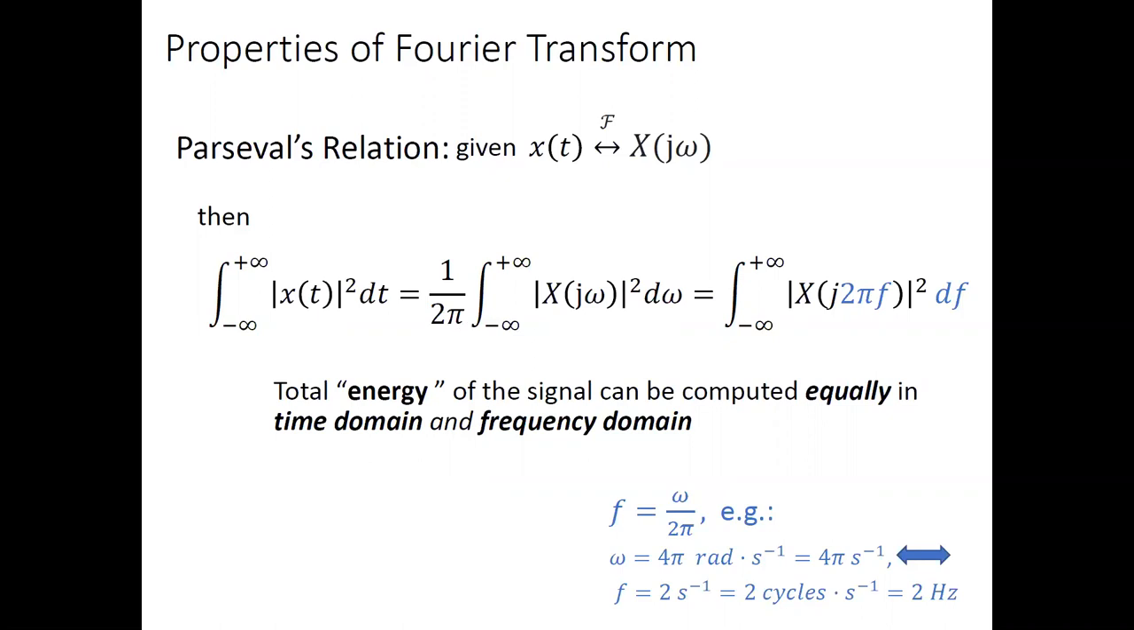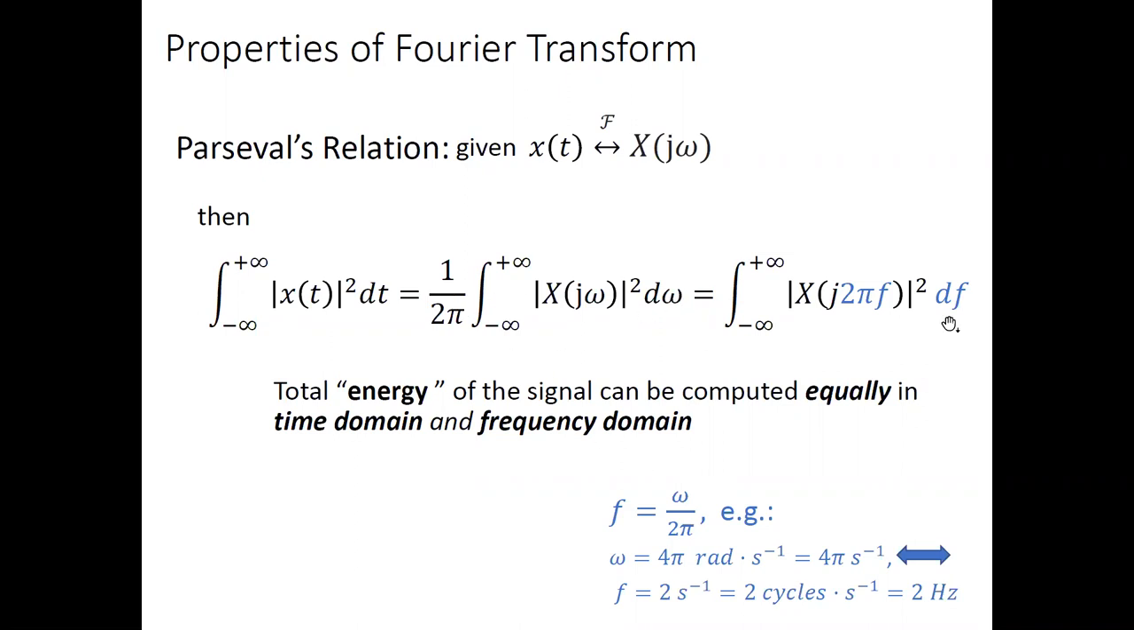And to understand it better, we can replace omega divided by 2 pi by f. We always say that omega is the frequency, but in practice, the default unit for omega is radian per second. Say if omega equals 4 pi radian per second, it means something is rotating 4 pi radians per second. We know that 2 pi radians correspond to one cycle. So we divide omega by 2 pi, we obtain 2 cycles per second. Cycle per second has another name, it is hertz. So omega equals 4 pi radian per second, or f equals 2 hertz. They correspond to the same rotational speed.